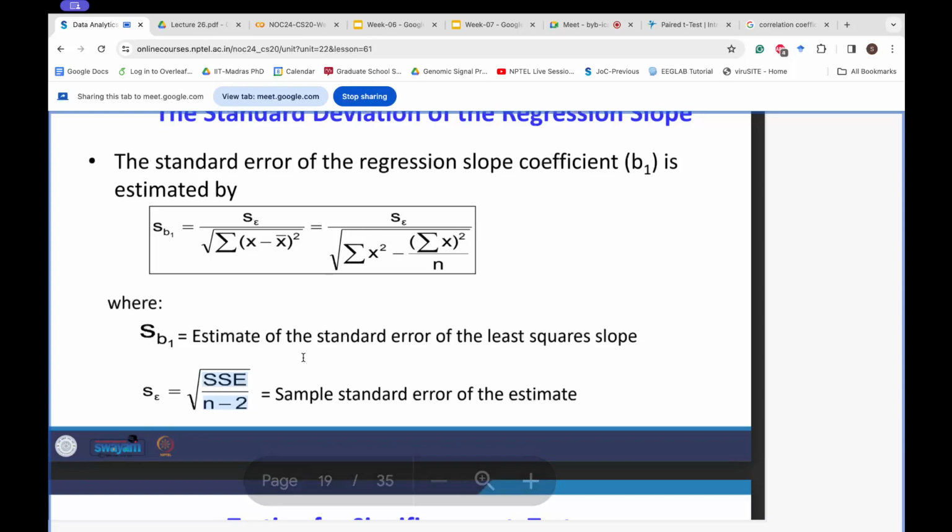For the one sample t-test, it was the population variance or sample variance divided by n, and the square root of that. So it was like sigma by root n.